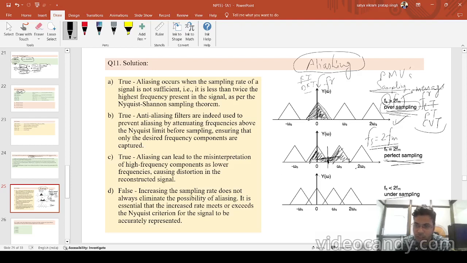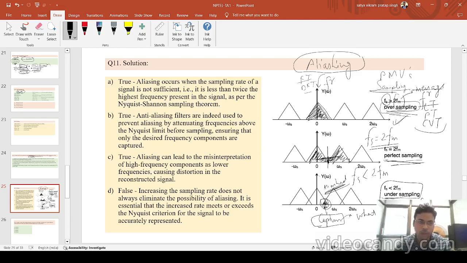And if Fs is less than 2 FM, it means there is aliasing. Aliasing means data loss. Why? This is distortion, because you can capture the signal, but you cannot define what kind of information it is, because it got mixed, it got aliased at a particular time. So this is an avoidable situation, that is, Fs less than 2 FM.